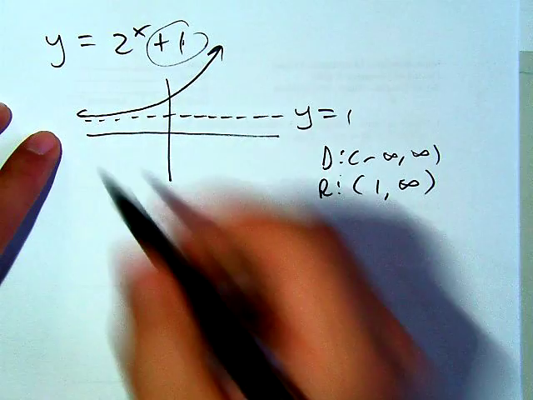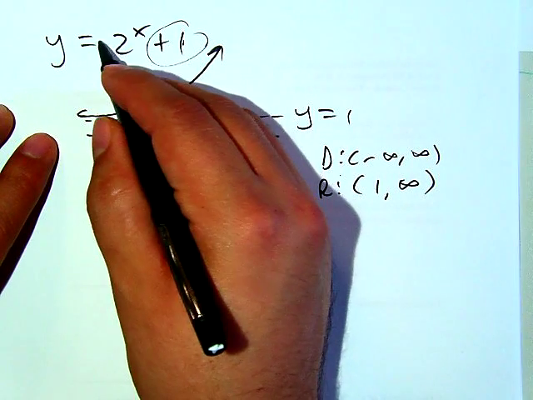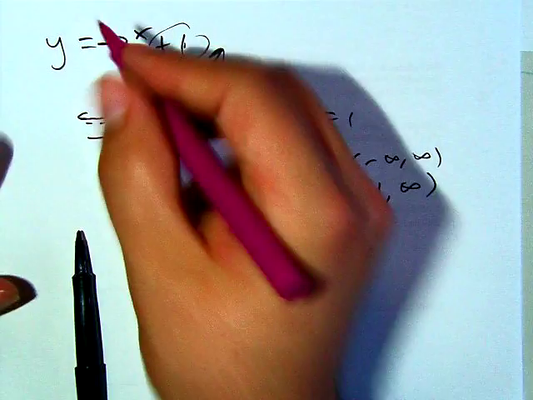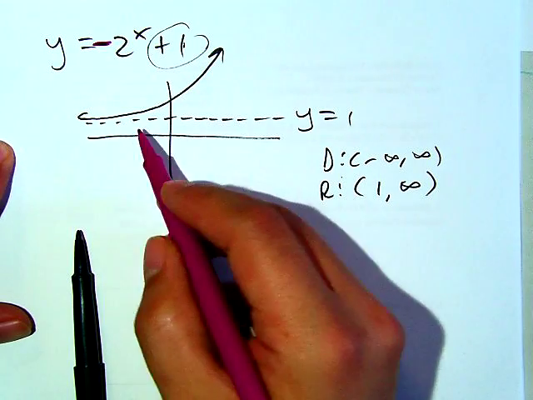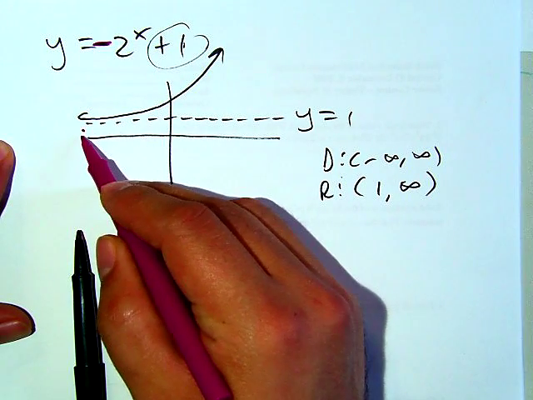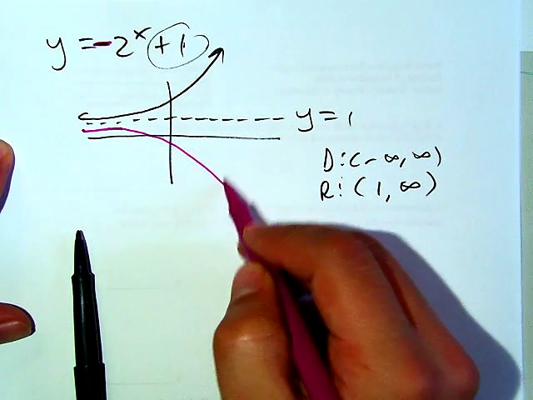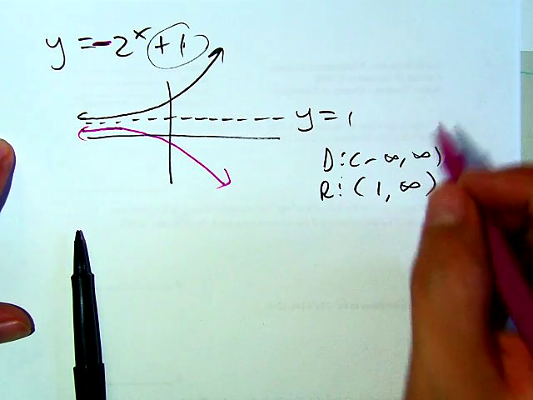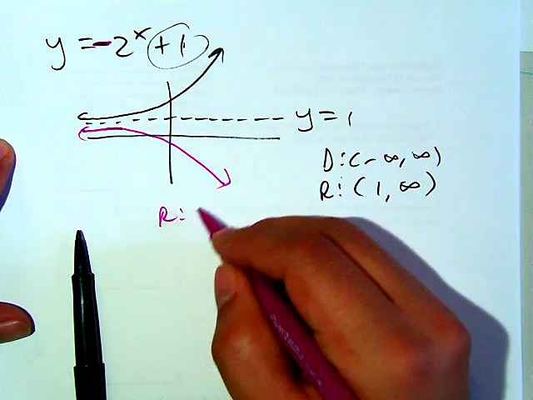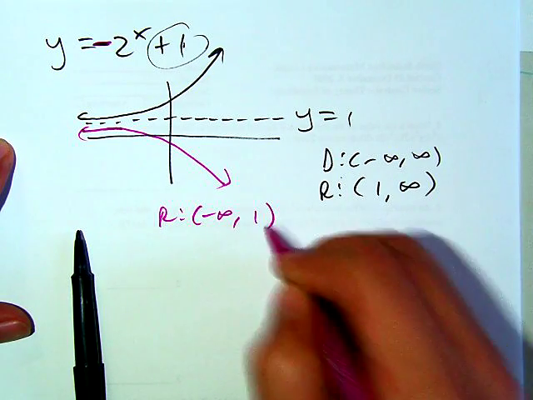Okay, the other option is maybe there's a negative here. If there's a negative here, let's do that in a different color, then all that's going to do is just flip the graph over. So now it looks something like this. And now the range would have been from negative infinity to 1.